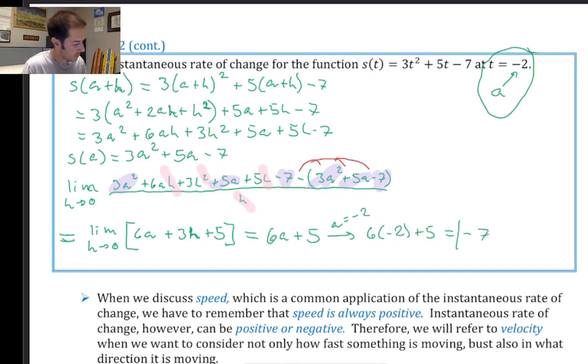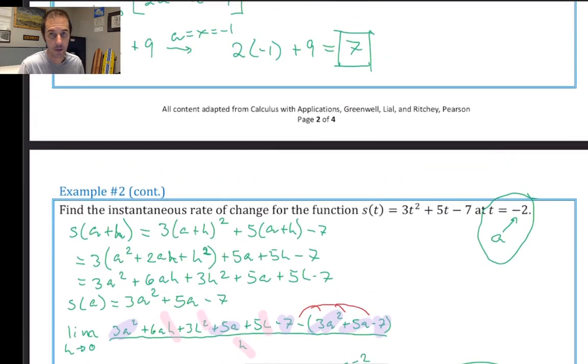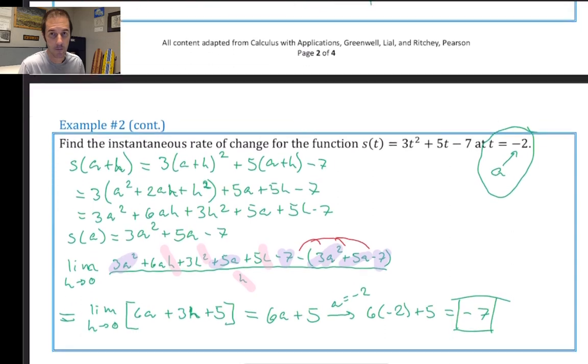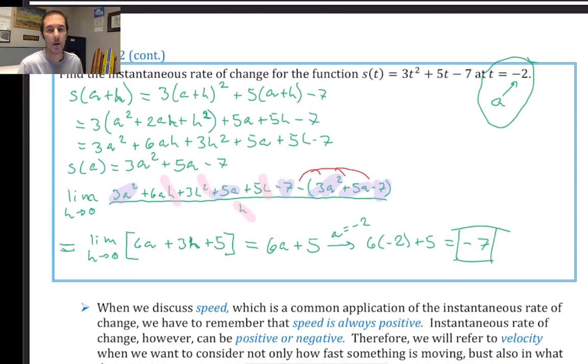-7, which means that it's just a coincidence, by the way, that this is -7 and that our previous instantaneous rate of change was +7. Total coincidence. Different function, different x value or t value, and the instantaneous rate of change for that function at time or t equals -2 is -7. That would be the slope of the tangent line to this function at the point where t is equal to -2.